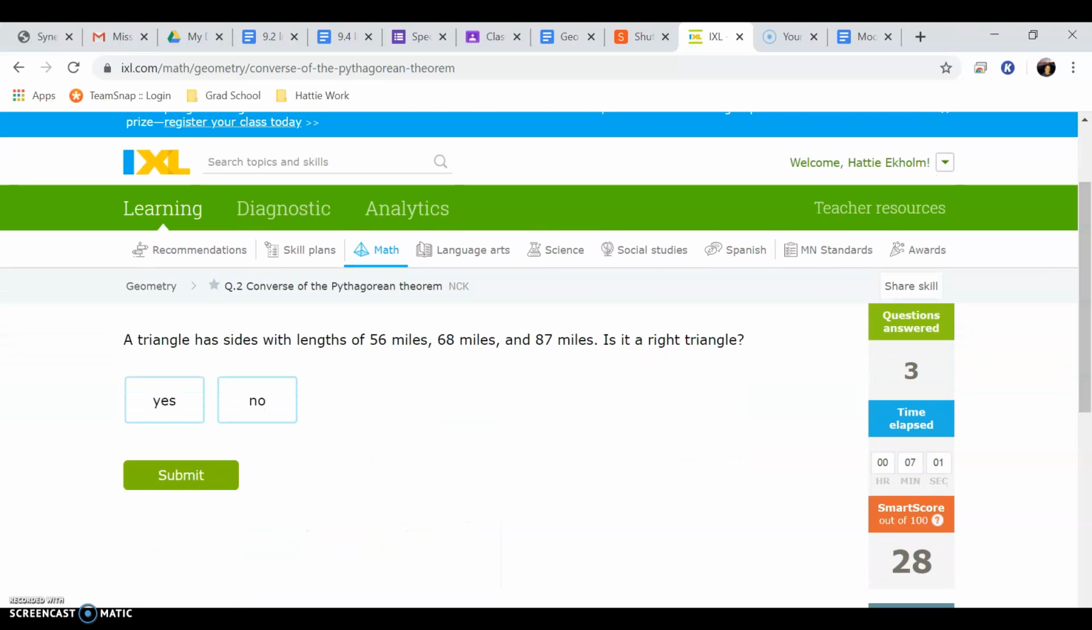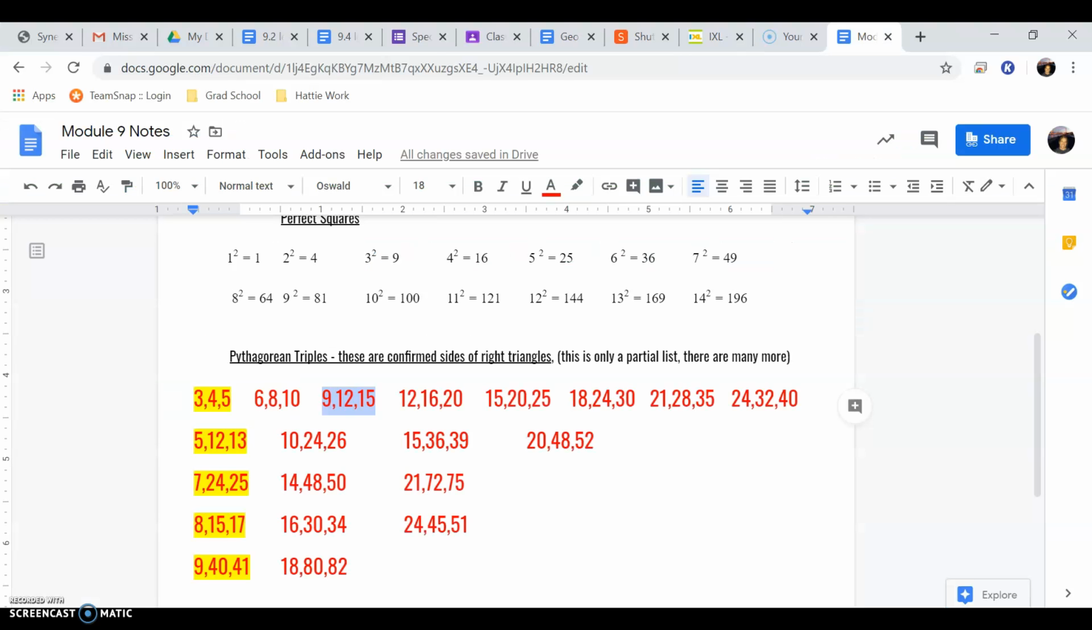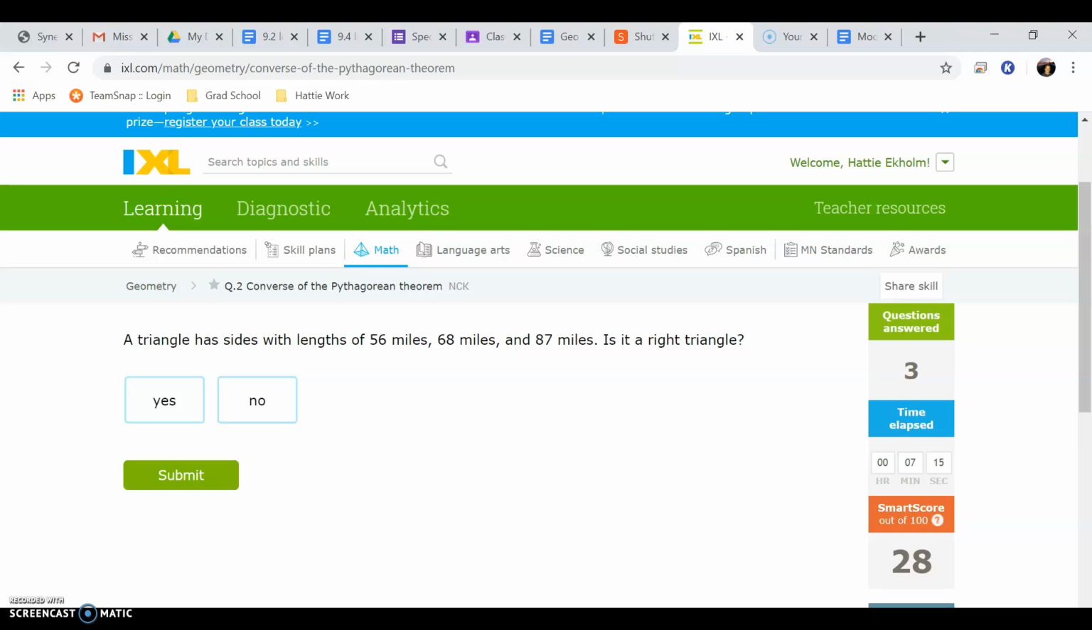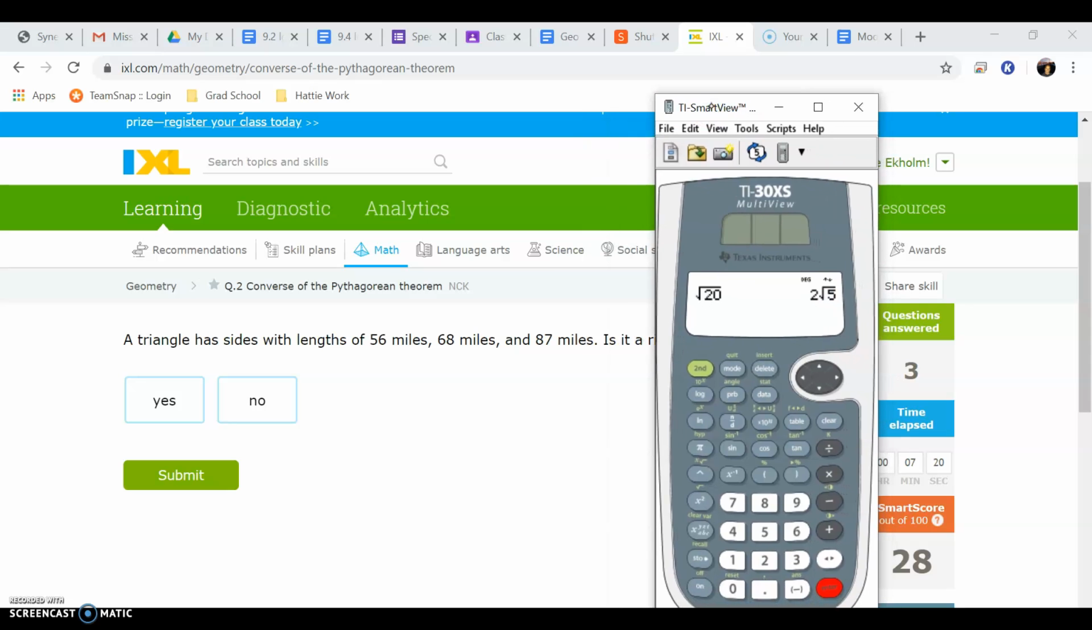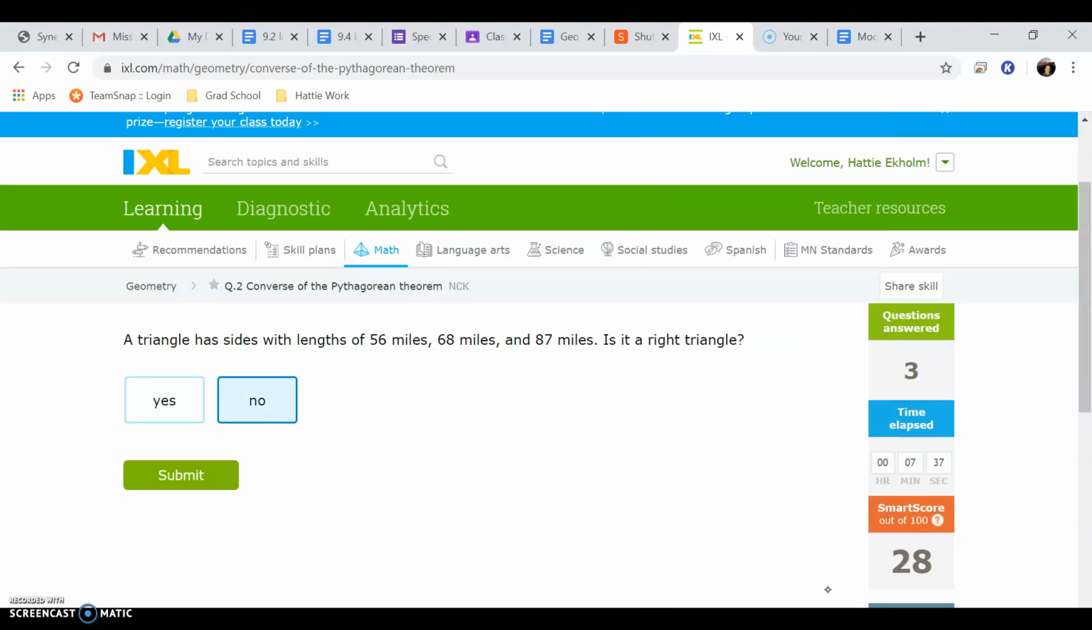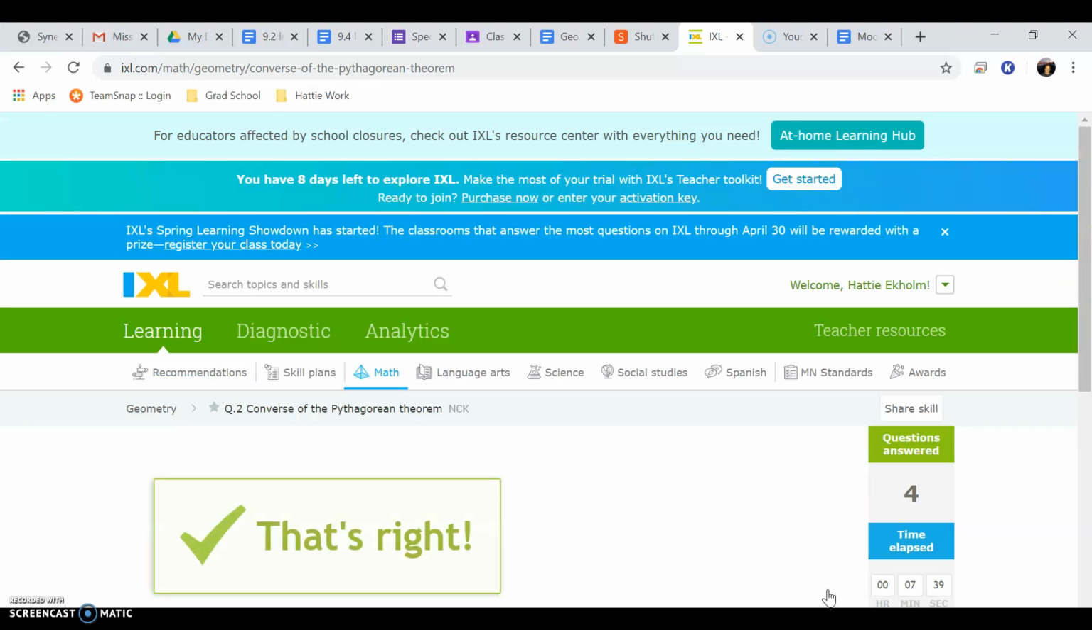Okay. 56, 68, 87. All right, look at my list. 56, 68. I'm not seeing those big of numbers, right? So 56, 68, 87. So on my calculator, 56 squared plus 68 squared equals. All right, and then I'm going to do 87 squared and see if they're equal. They are not, so it would be no. So are these the sides of a right triangle? No. Okay.